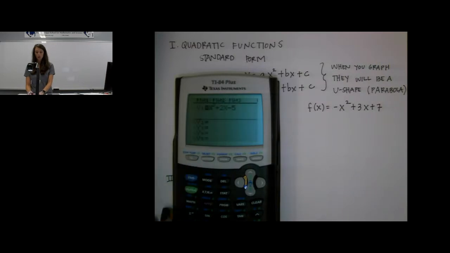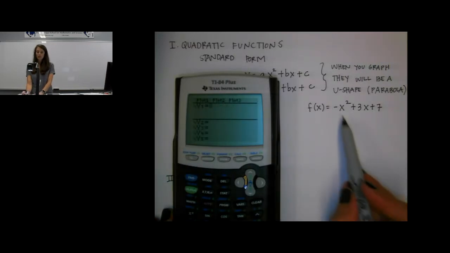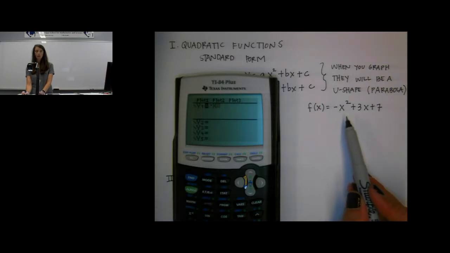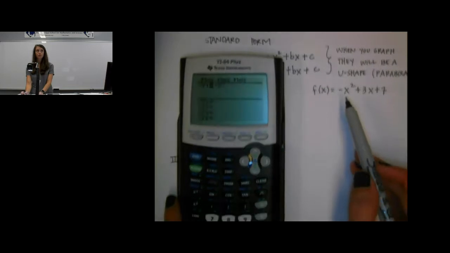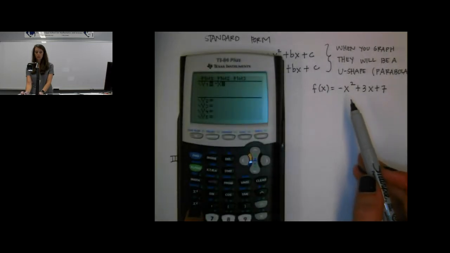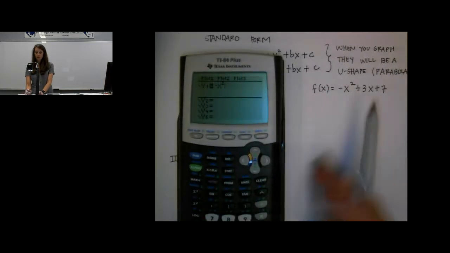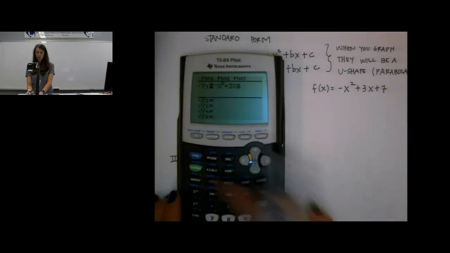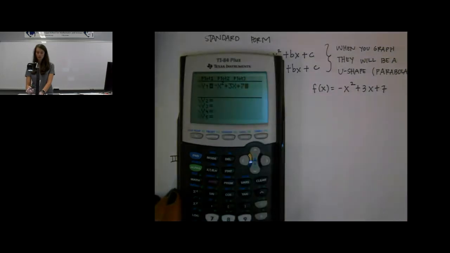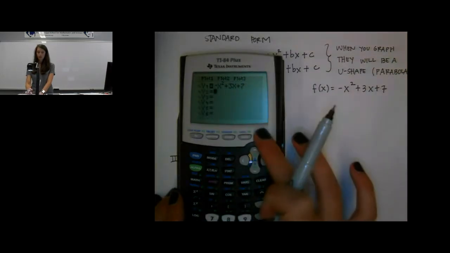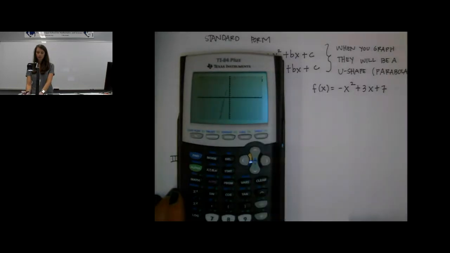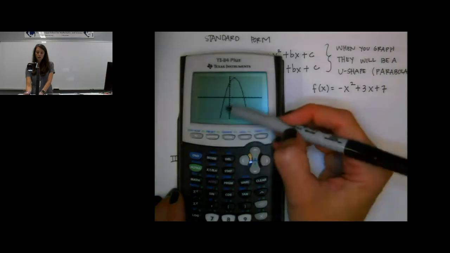So we've got the y equals. I'm going to clear out everything that I have in there, and this one is going to be a negative x and that little squared button. See that little squared button right there? Then we'll have a plus 3x plus 7. Now I want to hit my graph. Do you see what's happening here? What happens there?